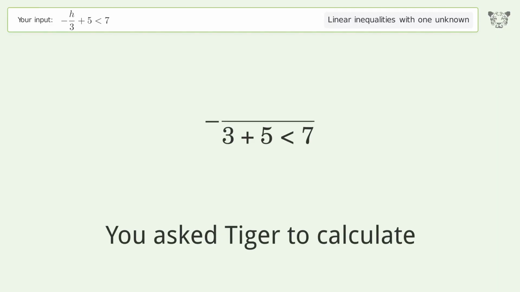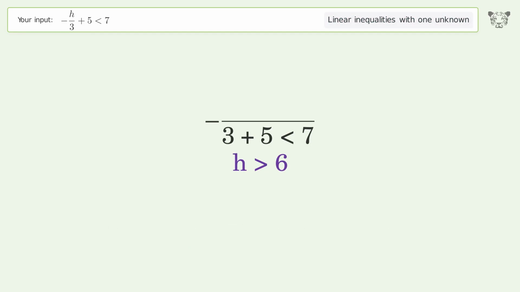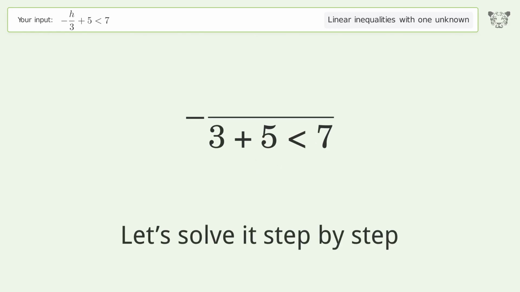You ask Tiger to calculate. This deals with linear inequalities with one unknown. The final result is h greater than -6. Let's solve it step by step.